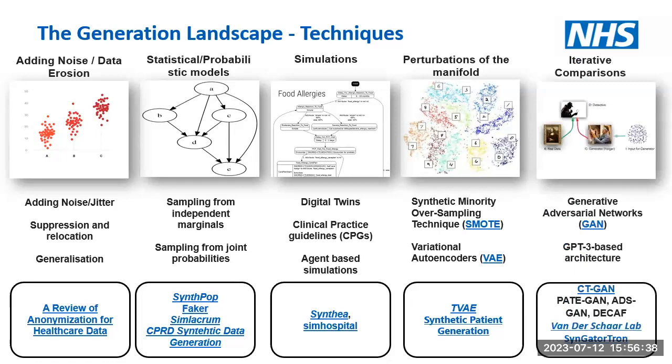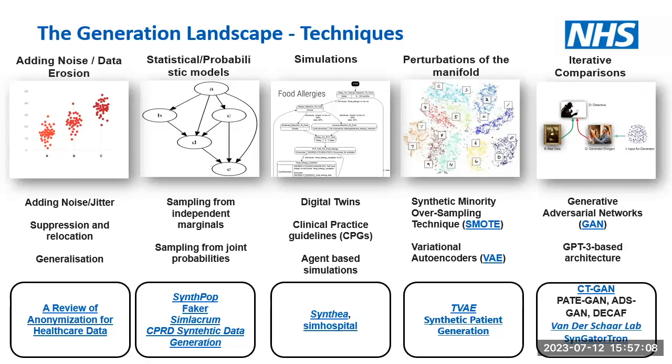And then iterative comparisons, which are all the rage. Generative adversarial networks, which are mostly used for image generation. They're not quite as good as tabular generation, but they're certainly the go-to for images. I've also put on there GPT-3-based architectures. They don't really fit in iterative comparison, but I've run out of space on the slide. But those sorts of things are starting to also make huge amounts of headway, especially around unstructured data. So that's my generation landscape.